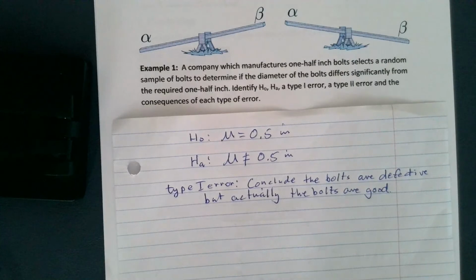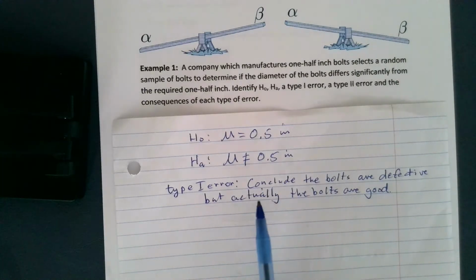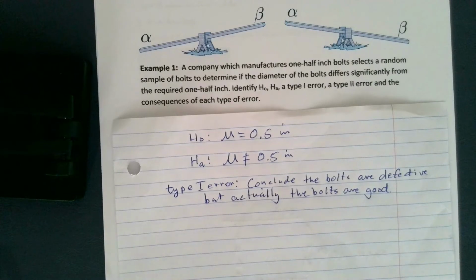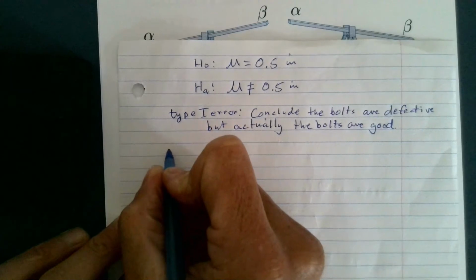Okay, well, if you think about it, the company would think that the bolts are defective, and so they would probably recalibrate their machines to make the bolts, and they may throw away bolts that are perfectly good, thinking that they're actually defective. So that would not be good as far as the company is concerned. However, let's look at the type 2 error. So we'll see if the consequences for a type 2 error are even worse for the company than a type 1 error.